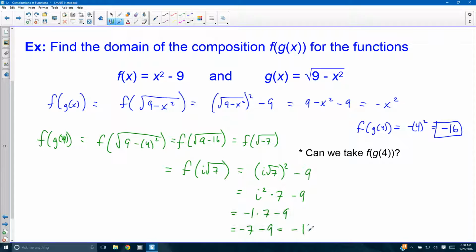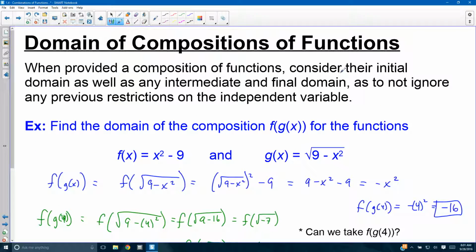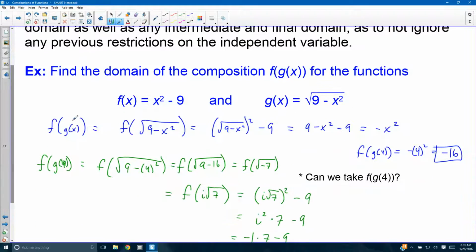So you still get it, but you got it through imaginary form. And if it asked you to graph this thing, I wouldn't graph it with just negative x squared. I have to be very, very cautious of what my initial domain should have been. So when I'm keeping that in mind, and any intermediate final domains, depending on how many functions, how many compositions you're doing, the initial domain here really mattered because the first thing I did was g of x.